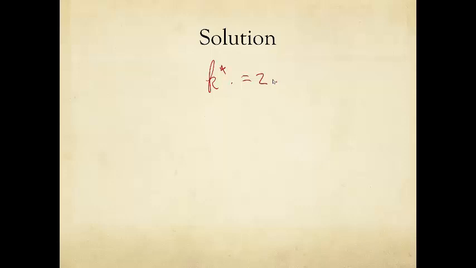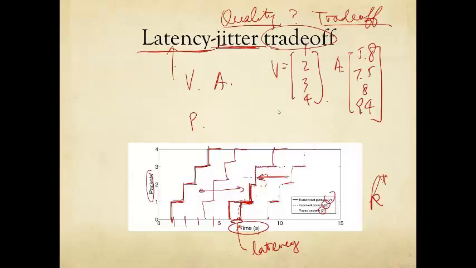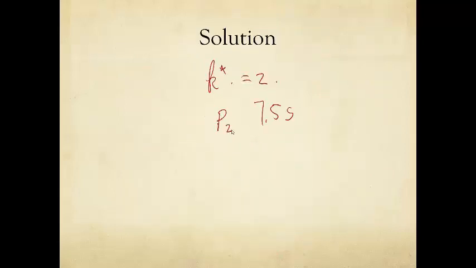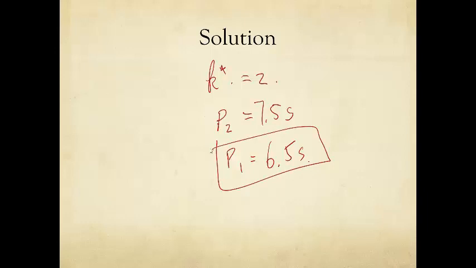So what you need to do is to say that, well, the time that I can play this back is 7.5 seconds, because that's A2. If that's the case for P2, then P1, by the uniform step size assumption, must be 6.5. So that is my starting time for the playback. So the playback latency is P1 minus A1, 6.5 seconds minus 5.8 equals 0.7 seconds. This is the amount of latency you have to suffer initially in order to guarantee a smooth playback.